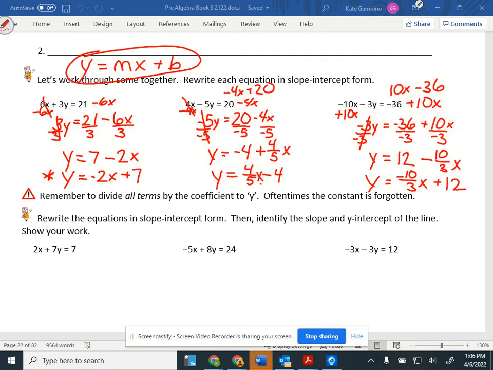So remember to divide all terms by the coefficient of y, not just one of them. Divide all the terms. Oftentimes the constant is forgotten. So people would divide the x and they forget to divide that constant. Rewrite the equations in slope intercept form. Then identify the slope and y-intercept of the line. So you're going to want to say m equals, b equals. So if we look back up at here, what is my m?